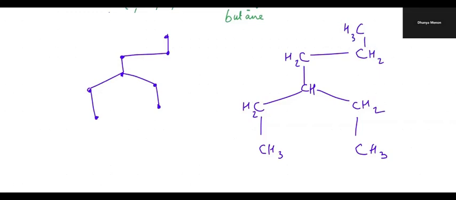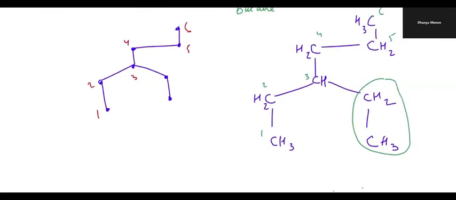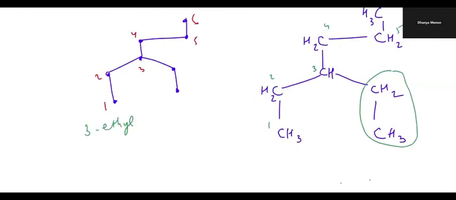Okay, now over here, the numbering 1, 2, 3, 4, 5, and 6. If we do 1, 2, 3, 4, 5 only, you will get... So I think this is the longest. So 1, 2, 3, 4, 5, and 6. At the third position, this is the ethyl group I was referring to. So at the third position, there is ethyl, 6 carbon atoms, so hexane. Okay.